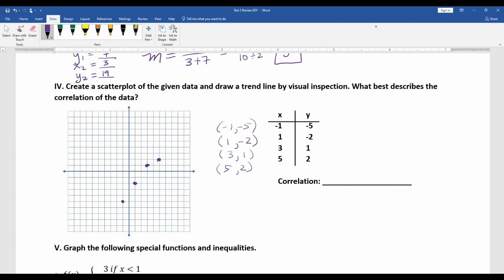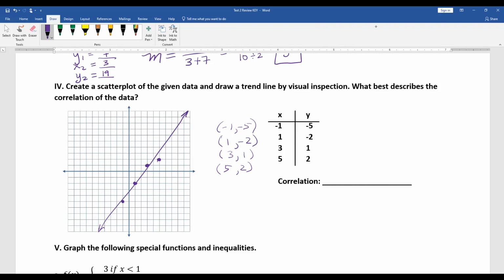But when I draw my trend line, it's going to be something like that. Maybe a little more, I don't know. This is where I fail. I fail pretty miserably. But either way, when we look at the line and at the points, we need to look at the correlation of these two.